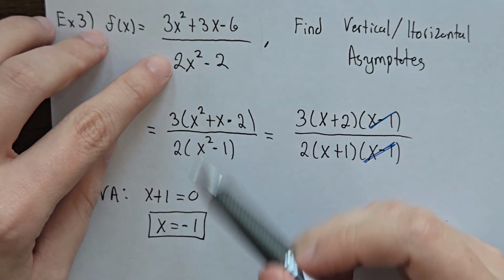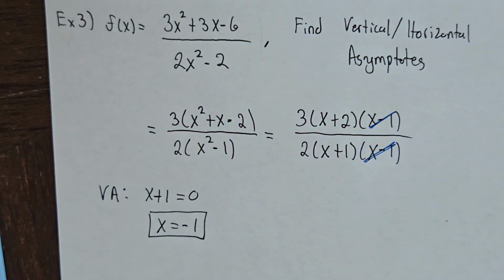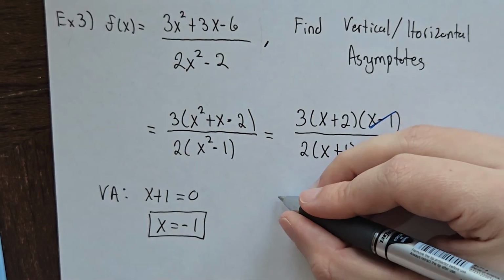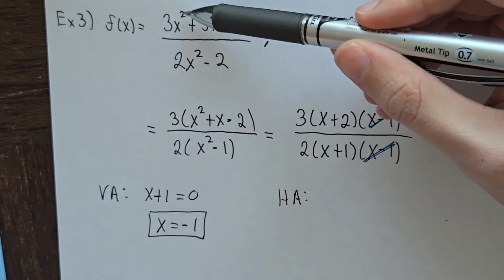We can't immediately grab this denominator and set it equal to 0. We have to make sure everything is factored and reduced as much as it can be, and any cancellation that can occur does occur first.